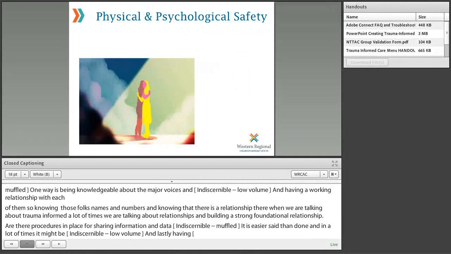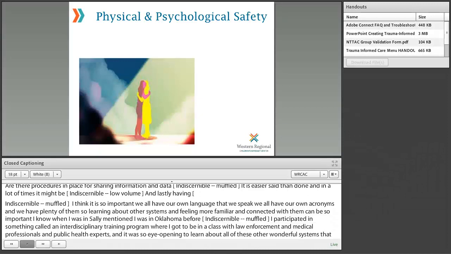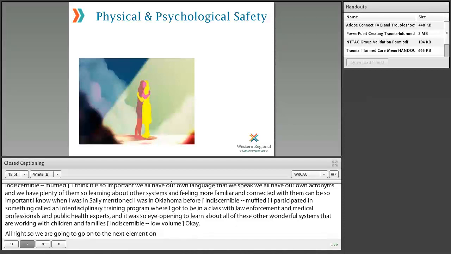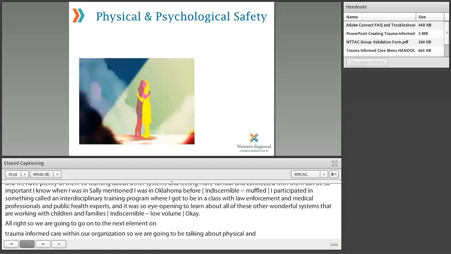Okay. All right, so we're going to move on to the next element of trauma-informed care within our organizations. So we're going to be talking about physical and psychological safety. And I don't think this is a poll question, so I'll just ask you guys to reflect for a second. When you hear the word safety, what comes to mind for you?